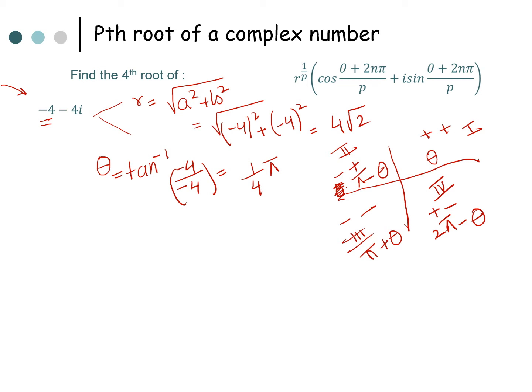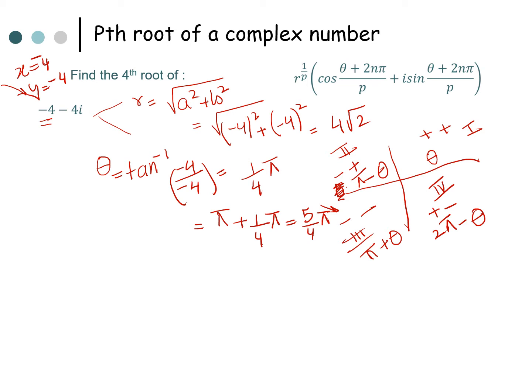So here your x is negative 4 and y is also negative 4. Both are negative, which means they lie in the third quadrant. In the third quadrant, 1 over 4 pi is not your desired answer. Your answer will be pi plus theta, which means pi plus 1 over 4 pi, giving us 5 over 4 pi. So our desired argument is 5 over 4 pi.